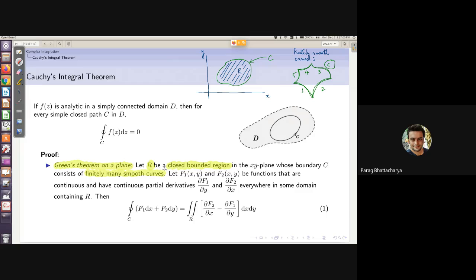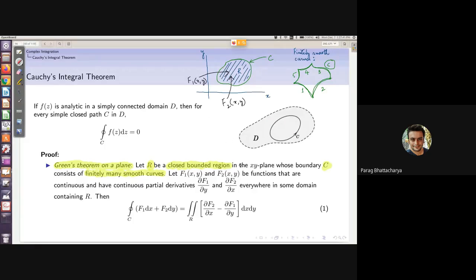So we have R, which is a closed bounded region, and its boundary, which is C, and C could consist of finitely many smooth curves. Then suppose there are two functions f1 and f2, and these two functions are continuous. They are defined on this region. Both of them are functions of x and y.